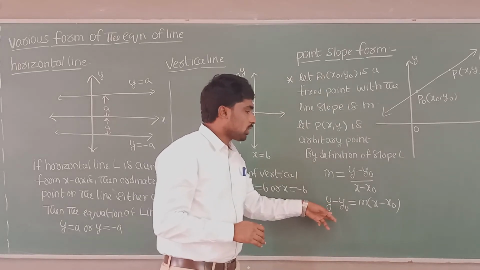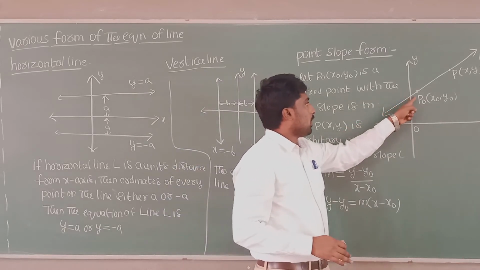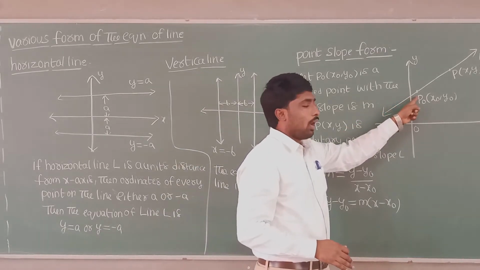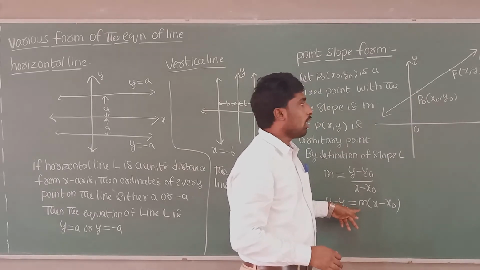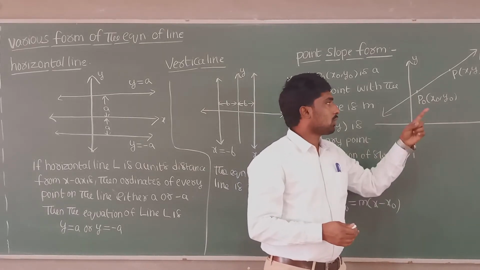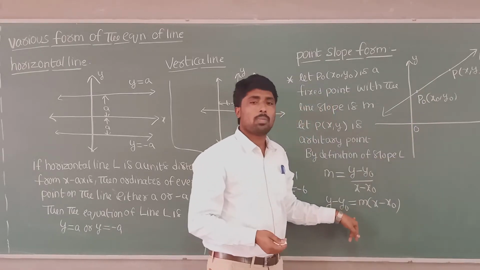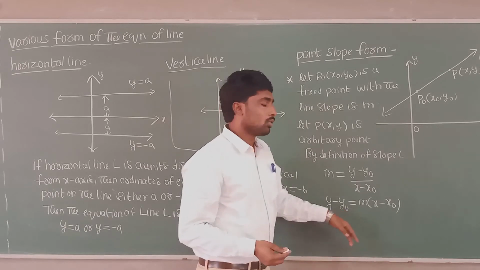They will ask questions based on this formula. Equation of a line passing through a fixed point and the line slope is m. What is the equation of a straight line? At that time, a line is passing through one point and the line slope m they give. Directly you have to apply this formula. Is it clear, everyone?